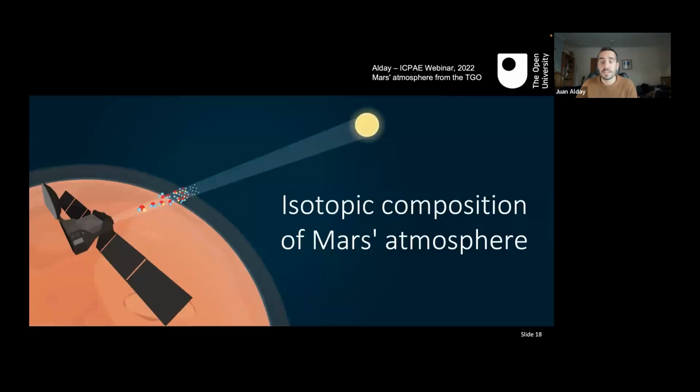So now we've looked at the water cycle and the escape of water to space, but with the Trace Gas Orbiter, we can not only measure the water vapor abundance, but we can also measure the isotopic composition of water vapor, and we can also measure the isotopes of other species.